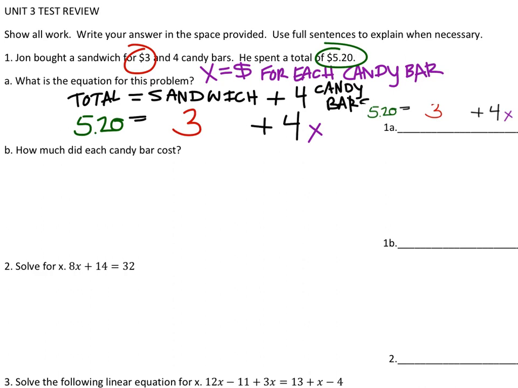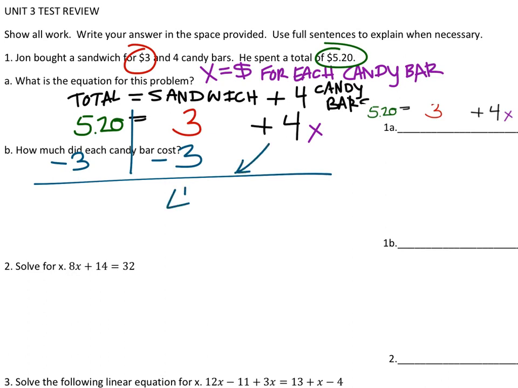Which means I don't want that plus 3 with the 4x. So I'm going to subtract 3 from both sides of this equation. So that drops my 4x there. And that zeroes out the 3's. So $5.20 minus $3 would be $2.20. Now just in context right here, we can tell that on the 4 candy bars, John spent $2.20.